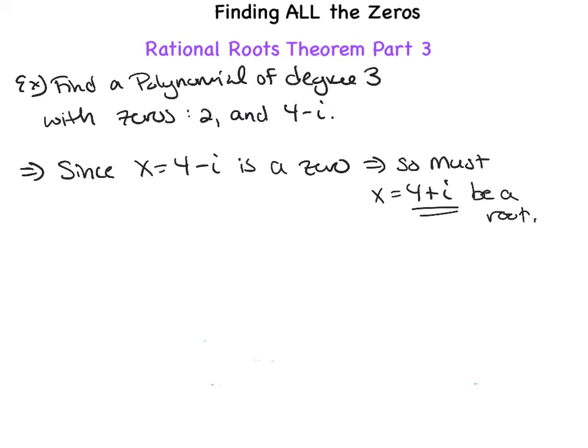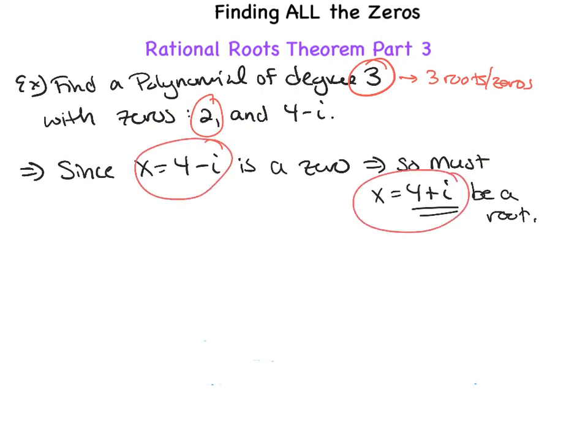Okay, so here's what we have. Let's see, degree 3. If you have degree 3, you're looking for 3 roots or 3 zeros. And sure enough, we have 3 now: 2, 4 minus i, and 4 plus i. So here is how we can write our polynomial. They didn't give us enough information to figure out what our leading coefficient is, and it just said to find a polynomial of degree 3. So I'm going to leave the leading coefficient as a.